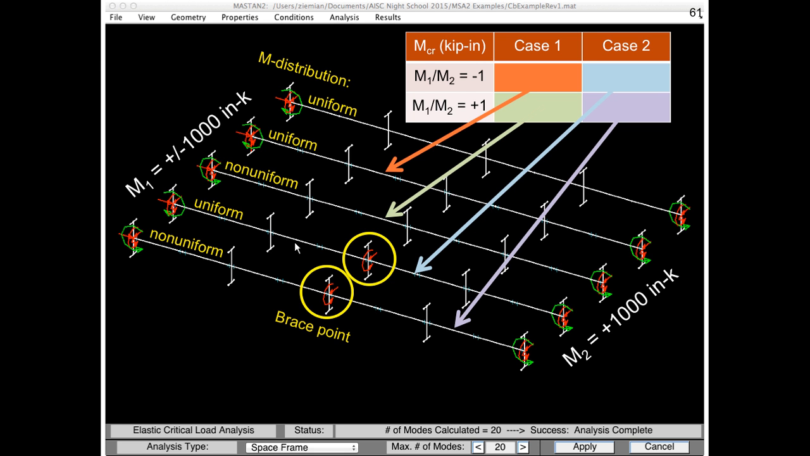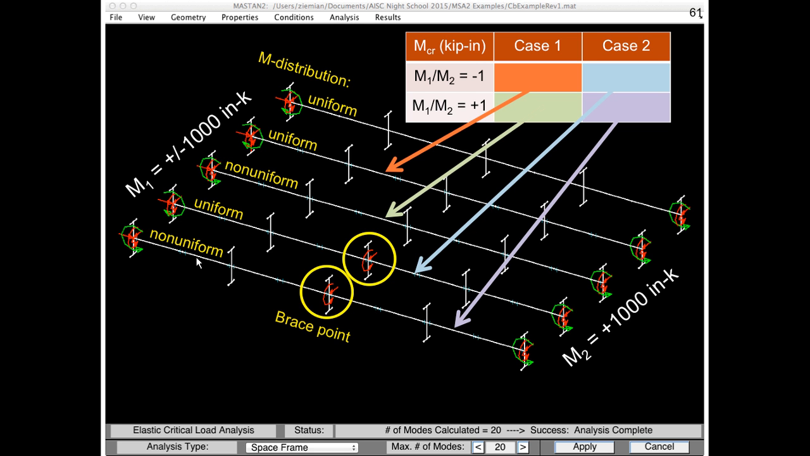Then we go to this beam here, the light blue one. This one, we're back to uniform bending, but we have a brace at mid-span. And then finally, we've got the last one, in which we've got the best of both worlds. We've got the brace, and we've got non-uniform bending on there. We have equal end moments. So those are the cases.